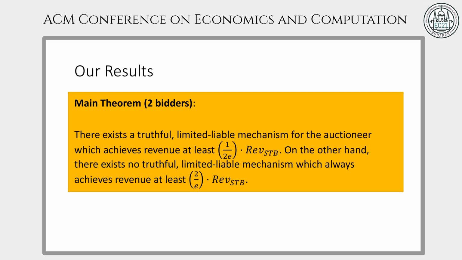On the other hand, we show an upper bound showing that there's no mechanism which always guarantees more than a 2/e fraction of the revenue you would get from selling the business. And 2/e is strictly less than 1, so there is a constant fraction gap between what you can get with a limited liable mechanism and what you can get by breaking this and selling the entire business at the beginning.